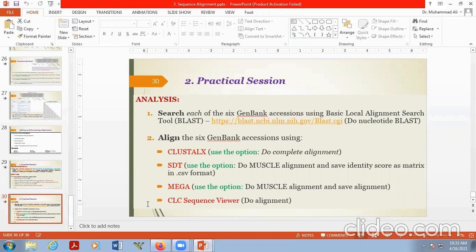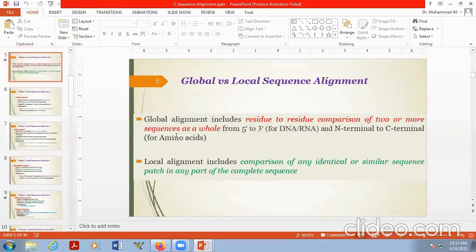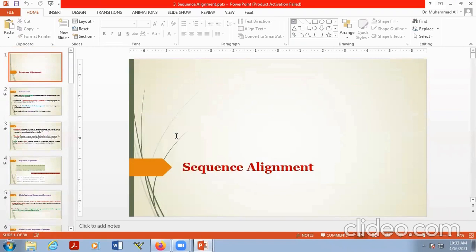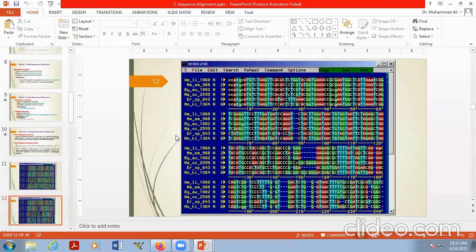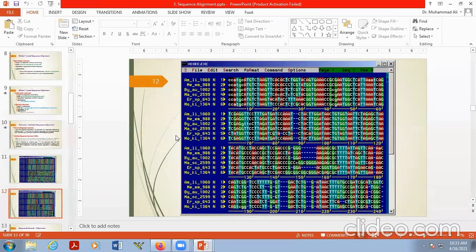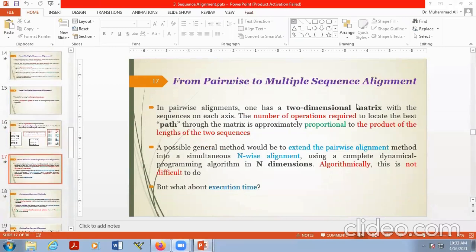Yes, sir. So we are done with alignment. Any question regarding sequence alignment, or is it clear? Yes, sir. So, moving further.